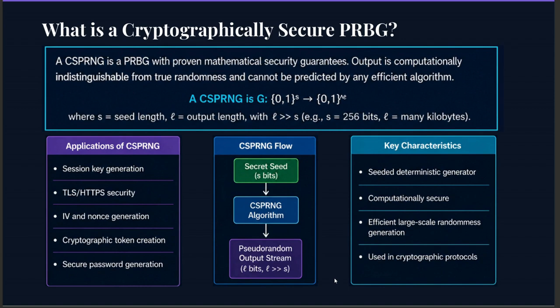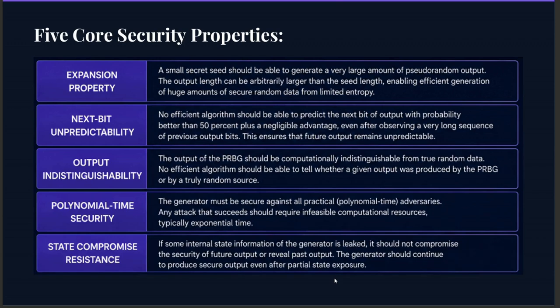Now we study five fundamental properties that make a PRBG cryptographically secure. First one is expansion. A small secret seed must generate a very large amount of pseudo-random output because true randomness from the physical world is expensive and slow. Imagine generating physical entropy continuously for every encrypted packet on the internet. That would be impractical. So instead, we collect a small, high quality randomness once, then expand it efficiently. That is what a CSPRNG does. A tiny secure seed becomes a huge secure output stream.